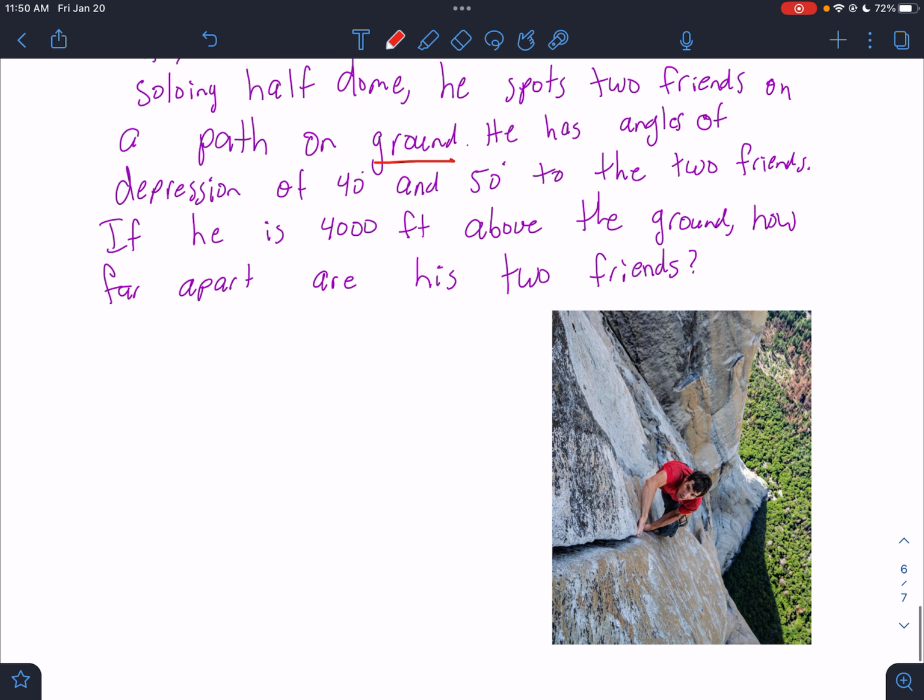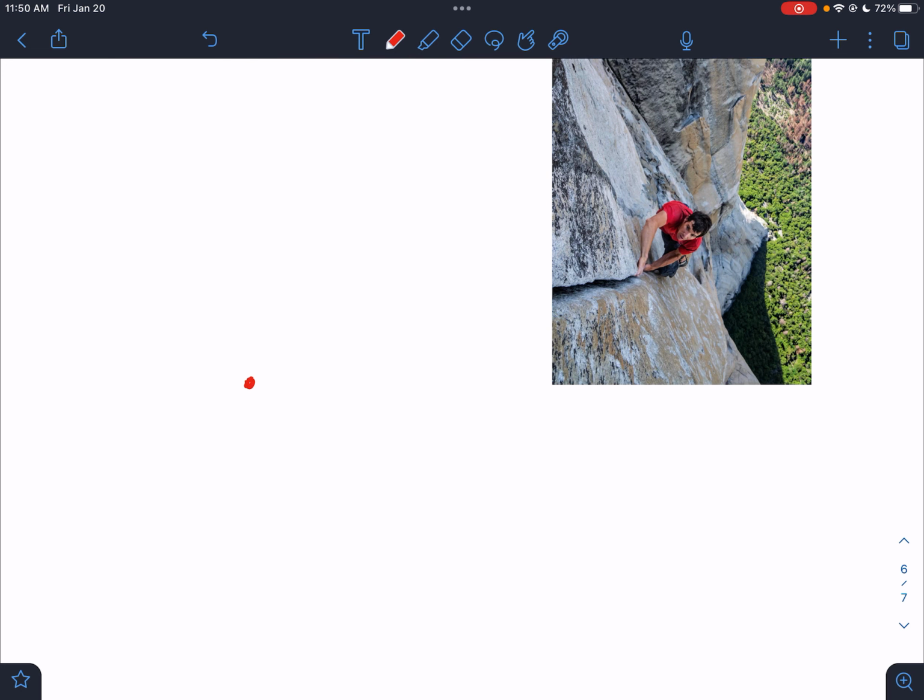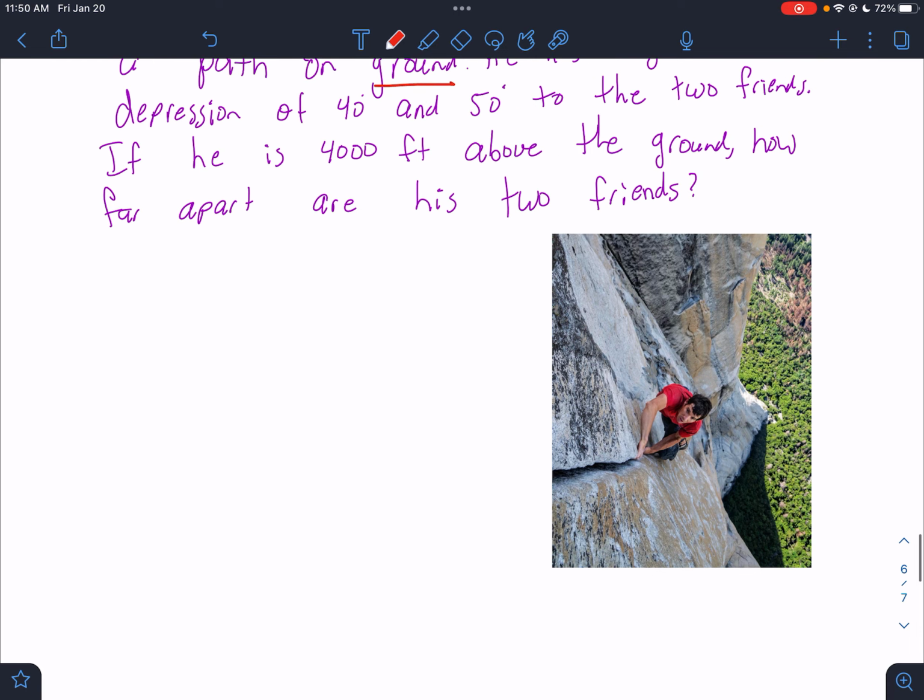On the ground. So listen, two friends on the ground, they're going to be horizontal. I know that the ground is not always horizontal, but we don't have methods for that right now. We're doing more basic problems. If you see ground or water or anything like that, those are going to be horizontal for this class.